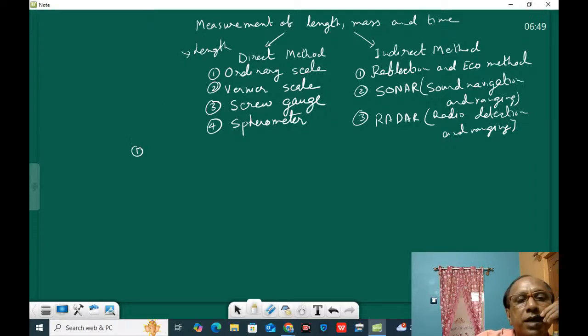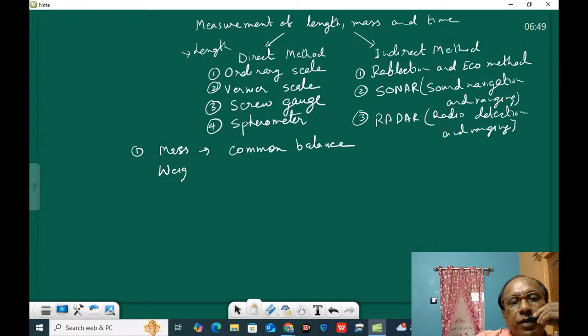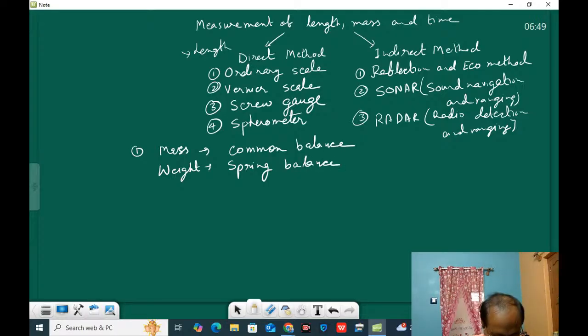If you want to measure the mass of an object, then the mass of an object can be measured with a common balance, right? Mass can be measured with a common balance, and weight can be measured with a spring balance or weighing balance.